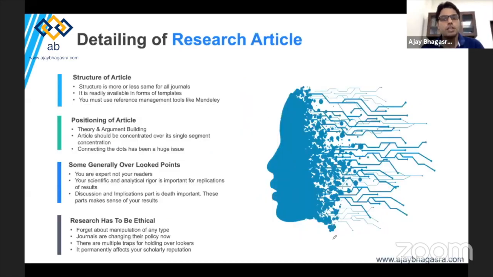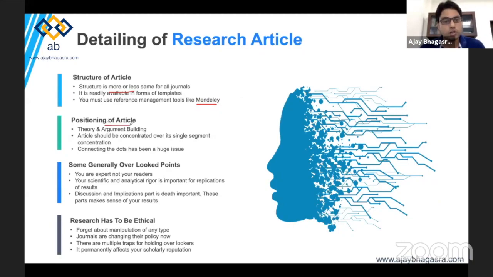Then the detailing of the research article, point number two in that slide. The first point is the structure of an article. The structure of an article is more or less the same for all journals, so there is no point dwelling on it. It is readily available in the form of templates, and you must use reference management tools like Mendeley. I'm told that in one of your talks, you are also going to discuss reference management tools, so I'm not going to spend time on this.